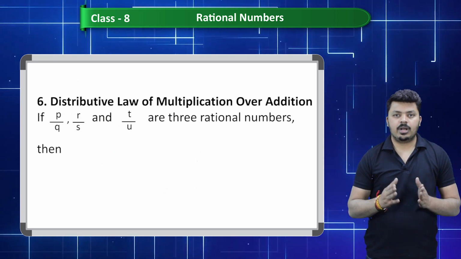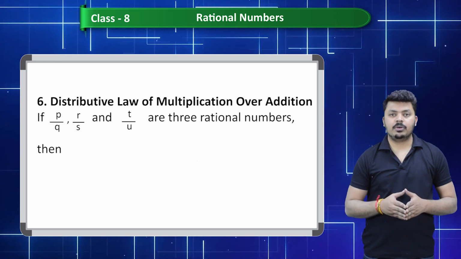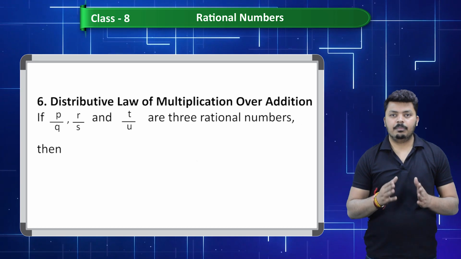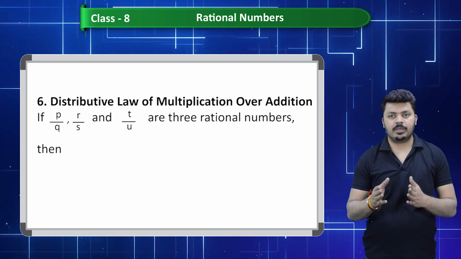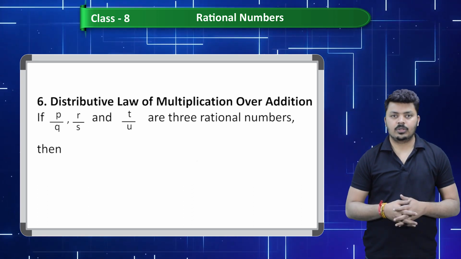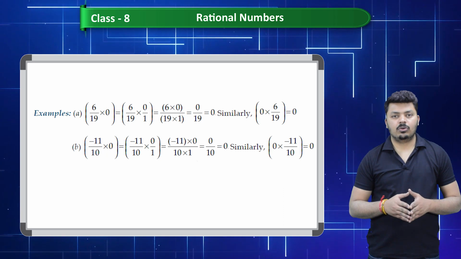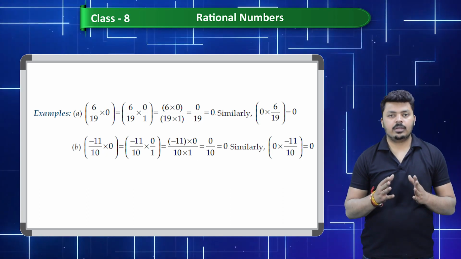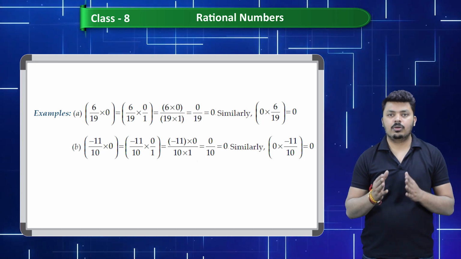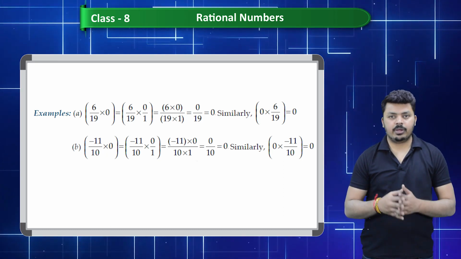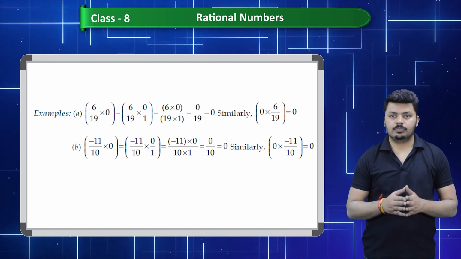Fifth, multiplicative property of 0. Every rational number multiplied with 0 gives 0. Thus, for any rational number p by q, we have p by q multiplied by 0 equals 0 multiplied by p by q equals 0. Examples: A. 6 by 19 multiplied by 0 equals 6 by 19 into 0 by 1 equals 6 multiplied by 0 upon 19 multiplied by 1 equals 0 by 19 equals 0.